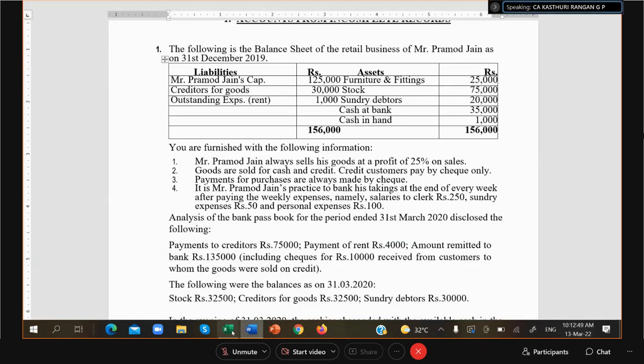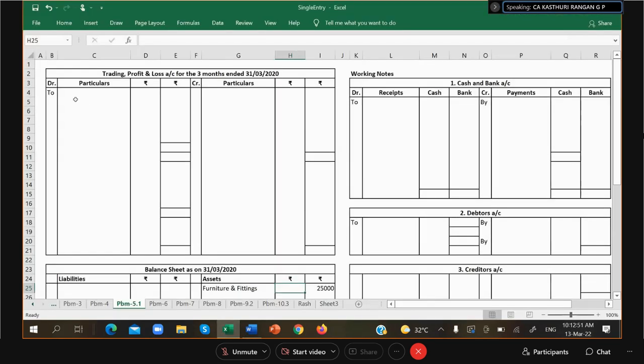Next, stock. This is opening stock. Where will you put the opening stock? In the trading account. To opening stock amount 75,000. So from the information given in the problem, we have to put it in the appropriate places. And then we have to record the transactions. Then we have to find the missing figure. Then finally, we have to determine the profit or loss and take it to the balance sheet. Then try to finally tally the balance sheet. That is the method.